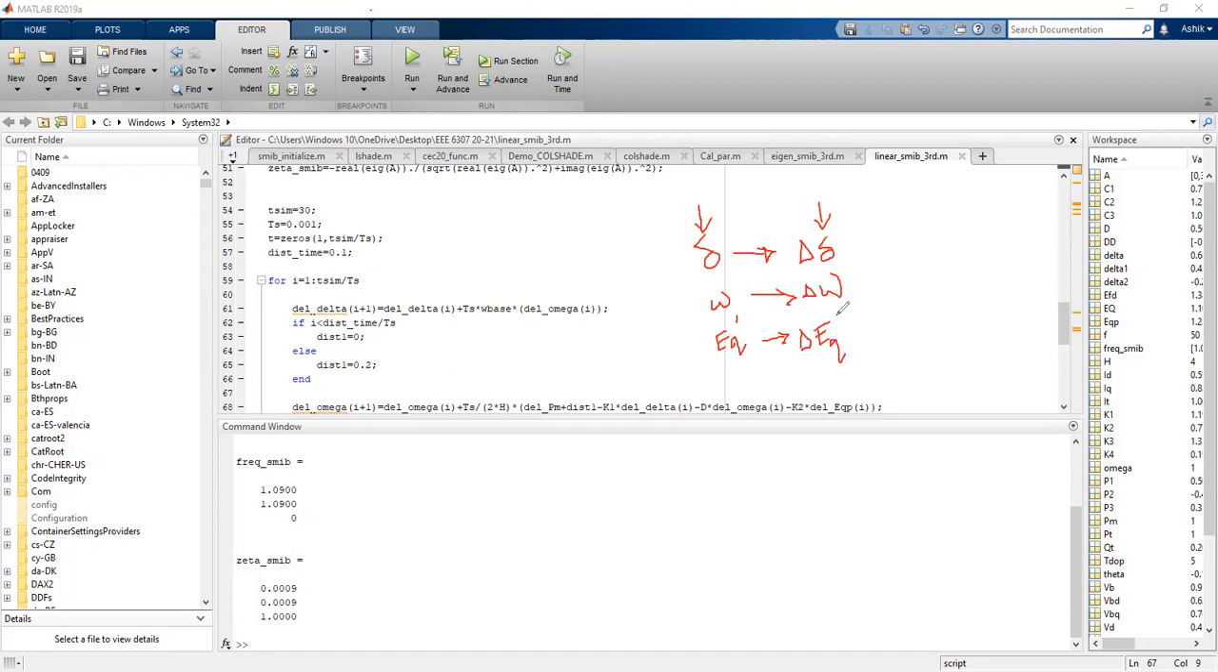We have the calculated values for this. We have delta 0, omega 0, that means the initial condition, and EQ dash 0. But what would be this? Del delta naught, del omega naught, and del EQ dash naught. Any idea how to get these values to start with? Because we have to start from some initial operating point.